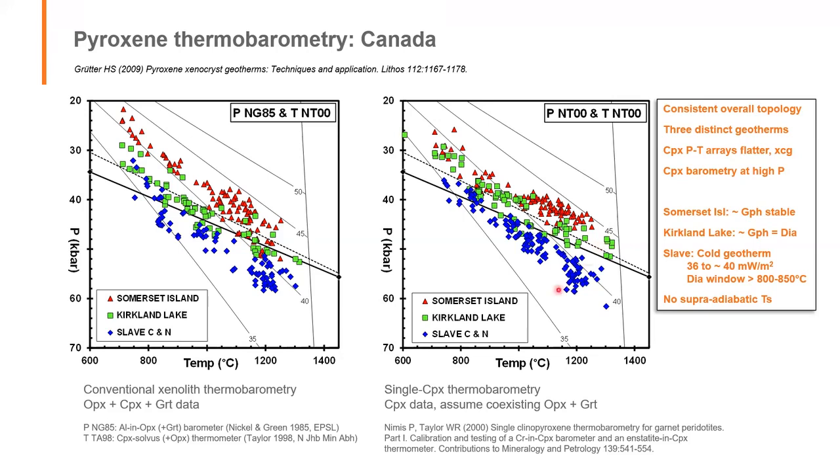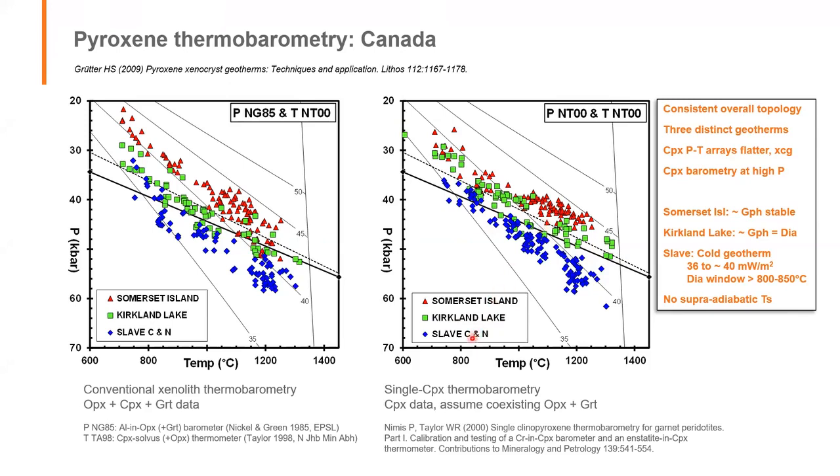At Kirkland Lake, you see a different geotherm over there. It's slightly cooler, in green. You see that on the left-hand side as well. The Kirkland Lake kimberlites, most of them are diamondiferous, but they are lower grades and they are not mined.